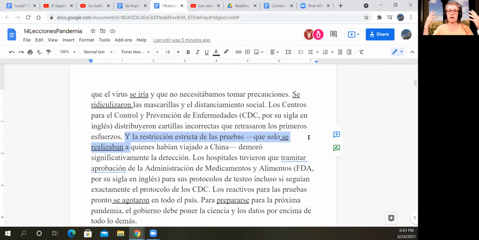It doesn't mean to realize, like, wow, that dawned on me. Realizar, in this sense, is to make something actually happen. So this was only done to people. These tests were only performed. We might express this as these tests were only performed on people who had been traveling out of the country. So realizar is kind of a problematic verb because it looks like a cognate, but it's a false friend.